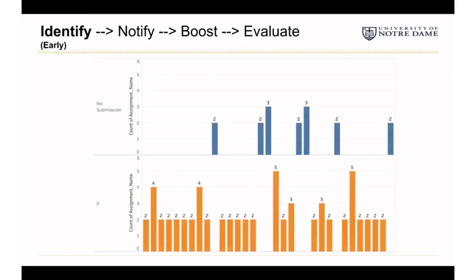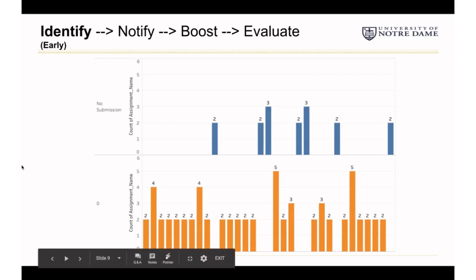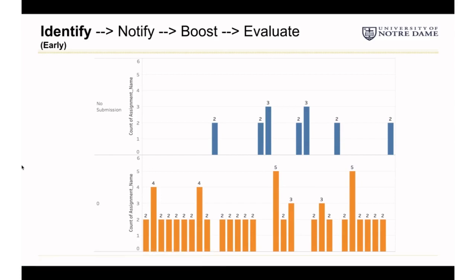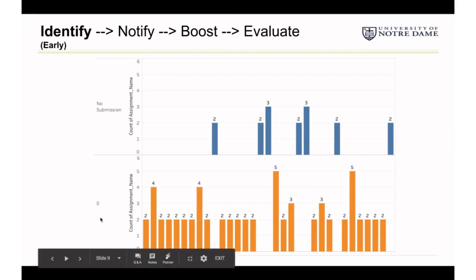And next, I'd like to share how we use the learning analytics to help with the students who are potentially at risk. It's a process involved identify, notify, boost, and evaluate. First, we identified 39 students who missed 2 or more assignments in the first 6 weeks. By missing, I mean those students either didn't submit for those assignments or they scored a 0 for those assignments.